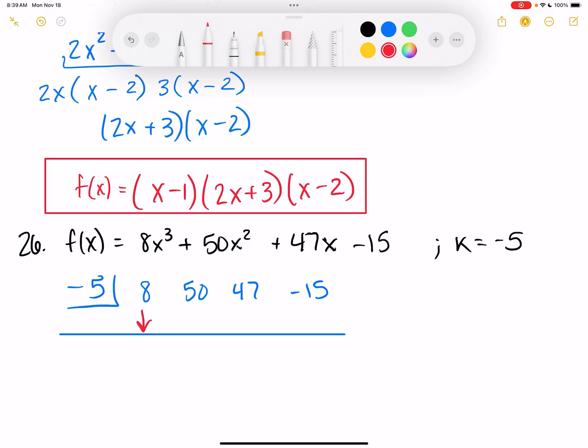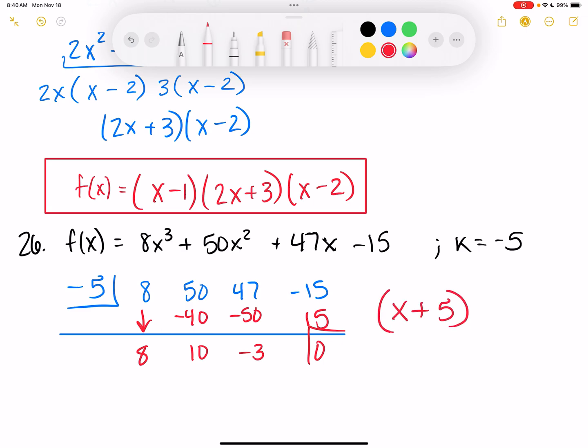Bring down the 8. 8 times -5 is -40. Plus 50 is 10. Times -5 is -50. Plus 47 is -3. Times -5 is +15, minus 15 is 0. So this factor would be x plus 5.